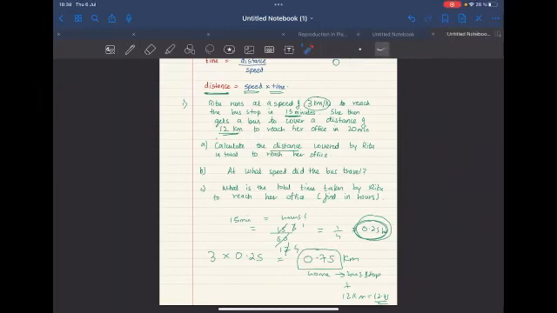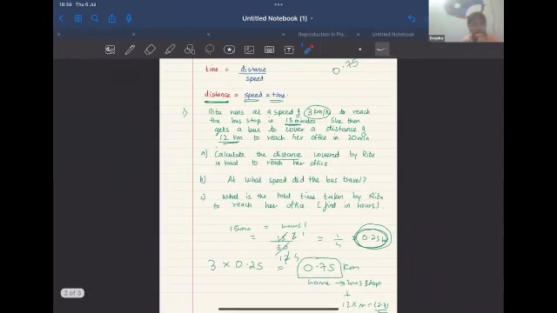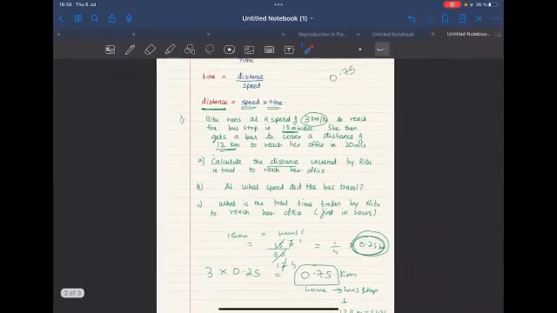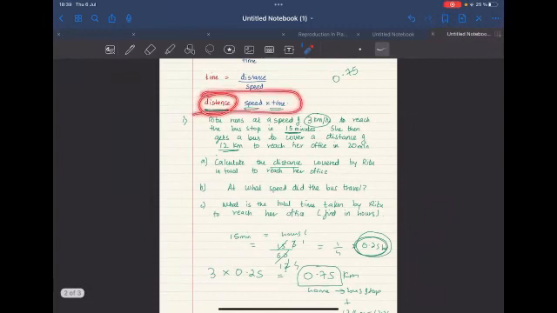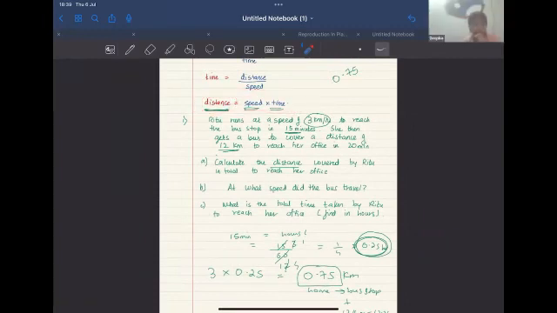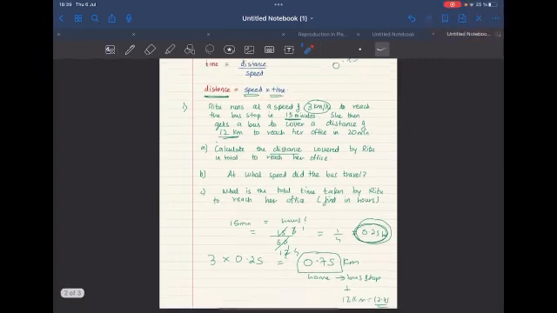Ma'am, you said that after we converted 15 minutes into hours, we got 0.25 hours. And we multiplied 3 into 0.25, in order to get the distance, because that is the formula. We got 0.75 as the distance. Then how do we add 12 kilometers to it, ma'am?